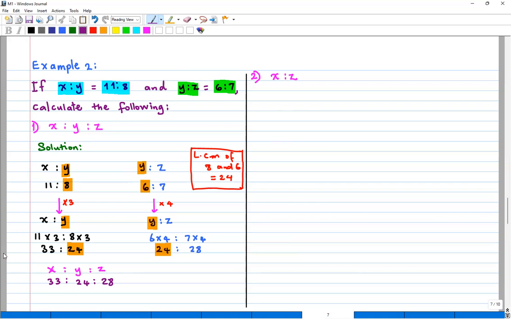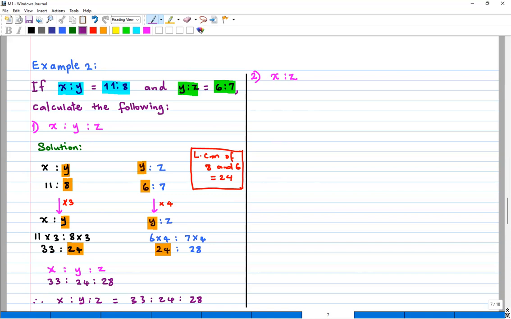I hope you understand that very well. We are not continuing to reduce it because we don't have a common factor of 33, 24, and 28. So that's why we have to stop there and say that therefore x to y to z is equal to 33 to 24 to 28. Okay.